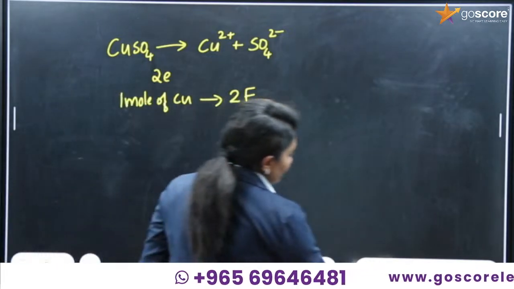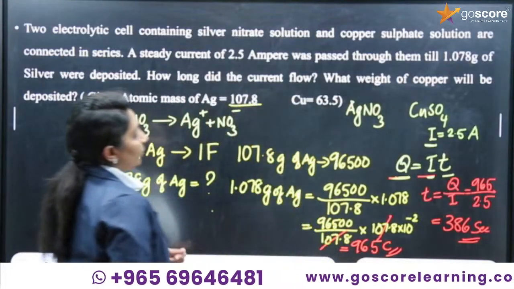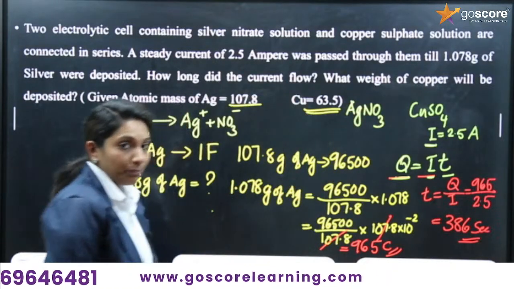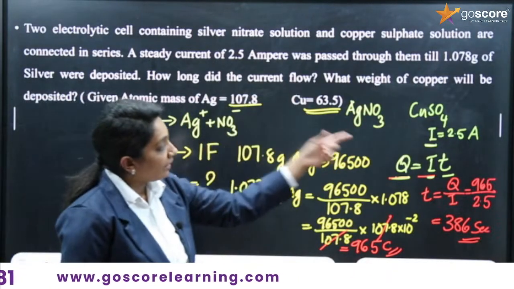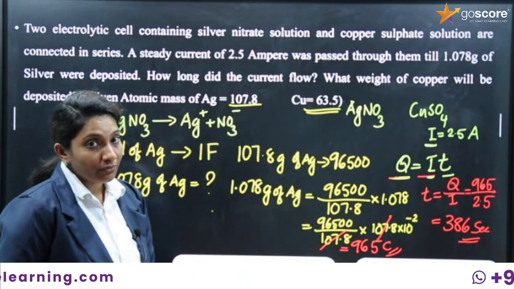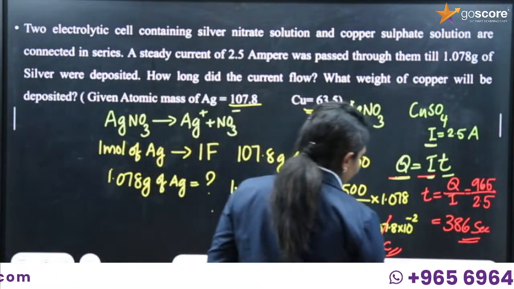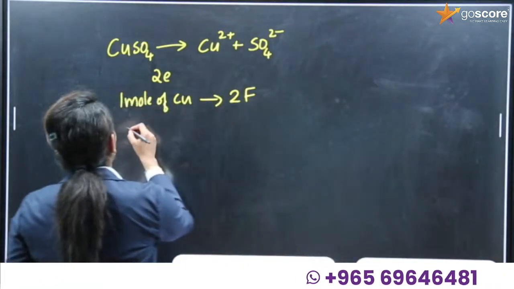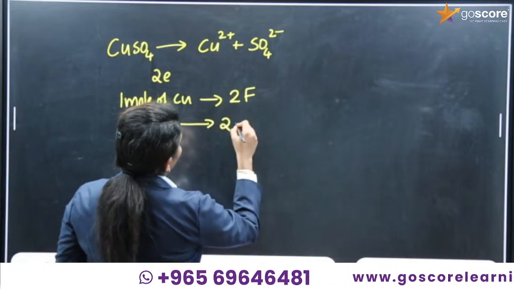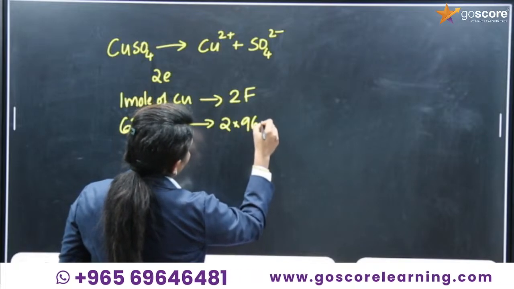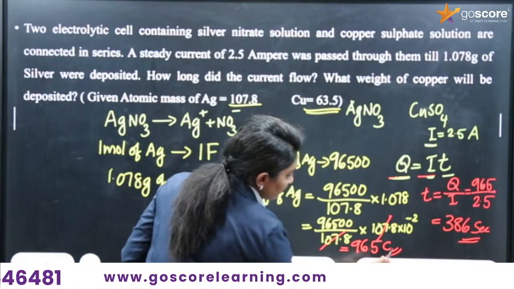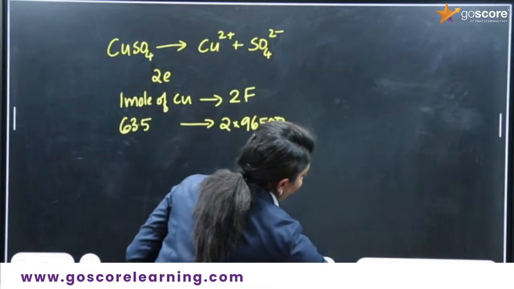So here, what do you want to find out? If the atomic mass of copper is 63.5, when you're passing the same current, 2.5 ampere, for 386 seconds, how much copper will be deposited? Okay, so what we can write, 63.5 copper requires 2 into 96,500, right? But here we are getting only how much charge? We have only 965 charge, right?